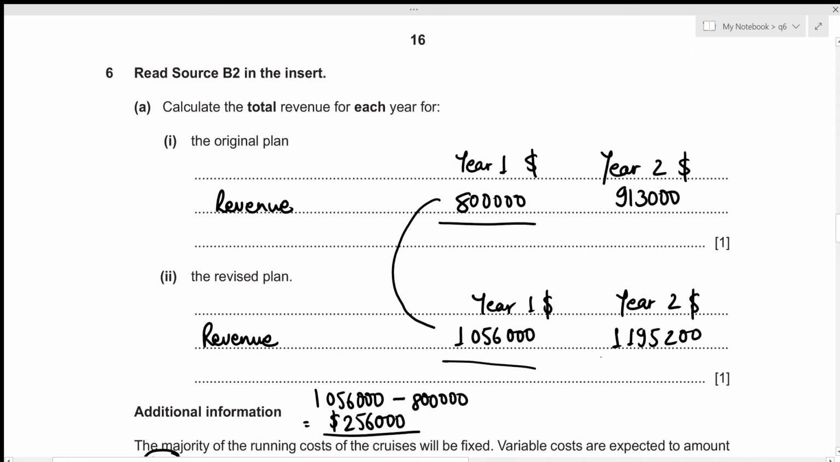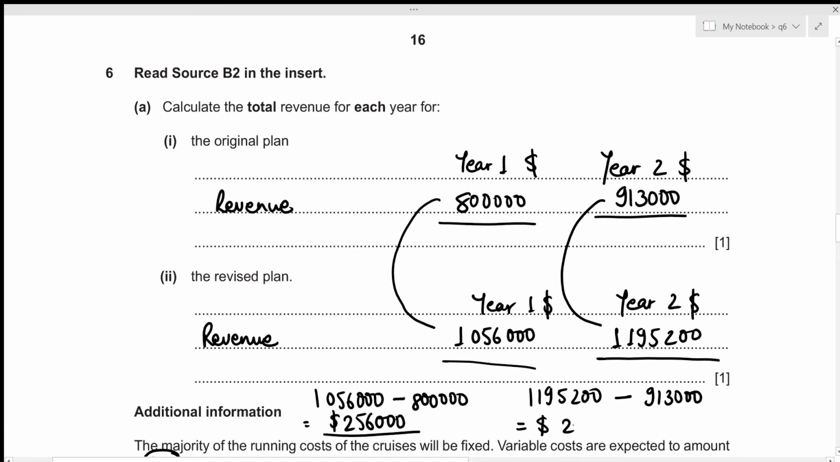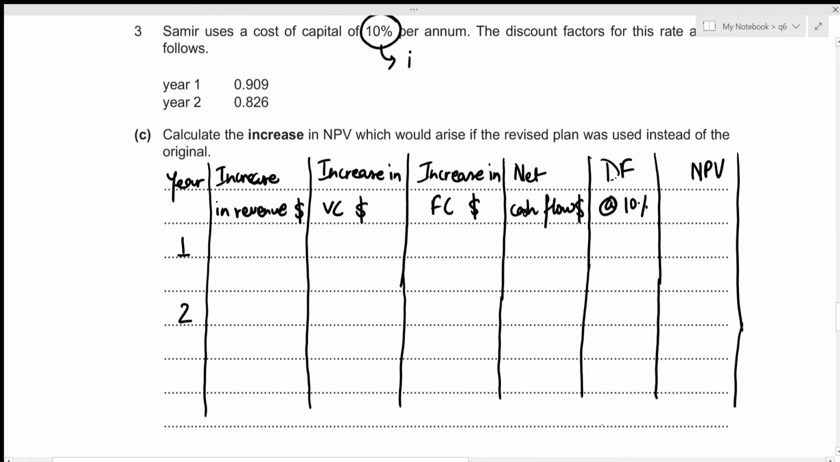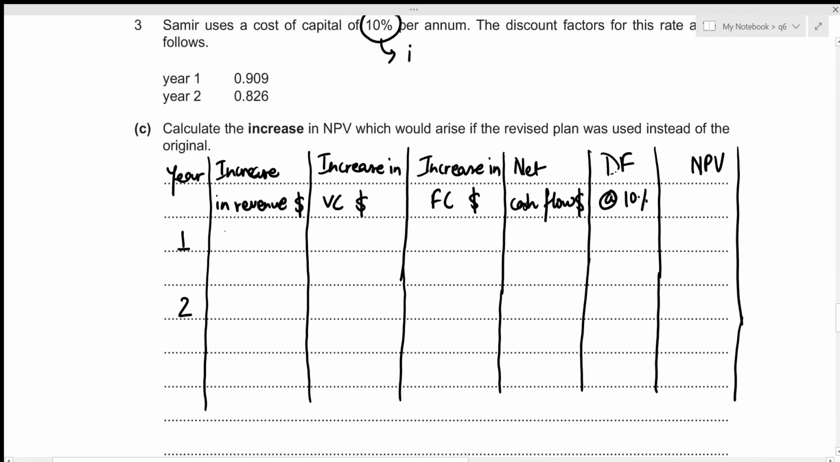Now we repeat the same process for the second year. So that will be the difference between these two values. That's 1,195,200 for the revised plan minus 913,000 for our original plan, which gives our increment in revenue for year 2 to be 282,200. So let's write these two values in our statement to figure out the increment in net present value. For year 1, the increment in revenue was 256,000, and for year 2 it was 282,200.